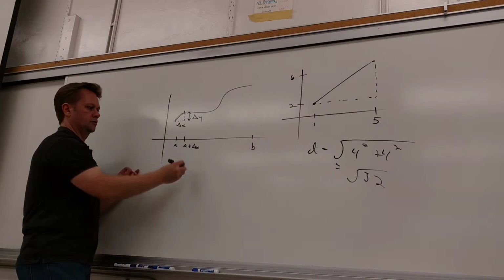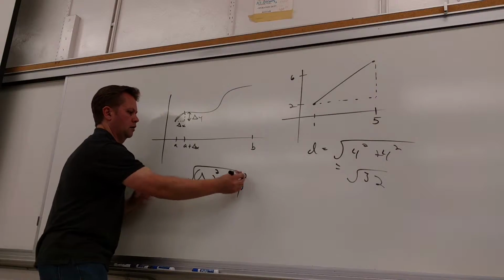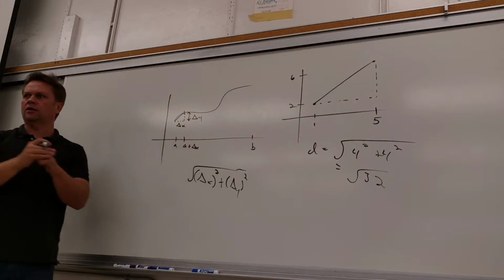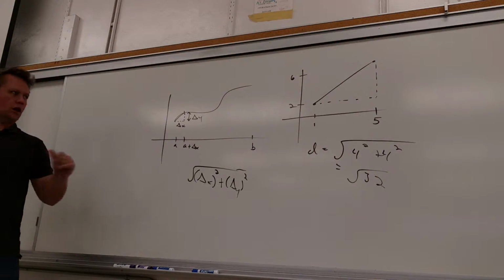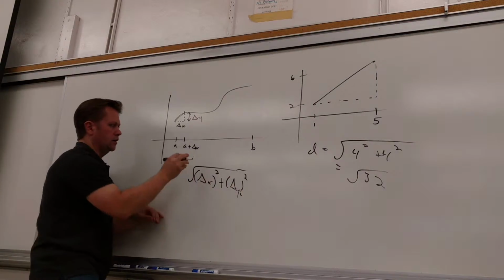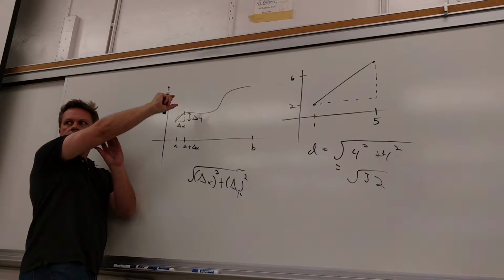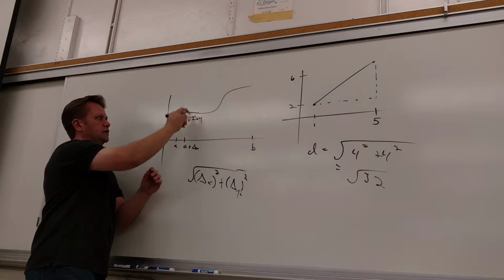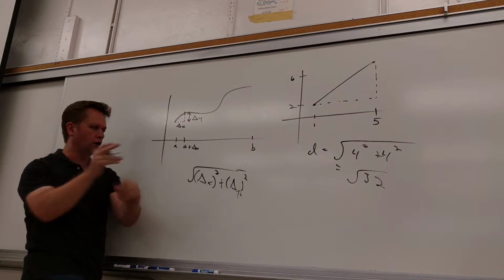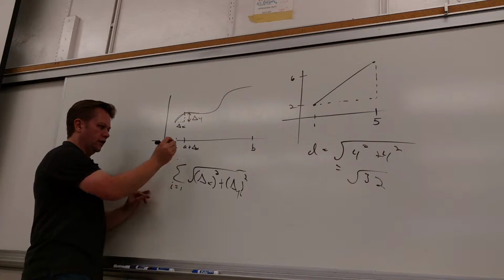The square root of delta x squared plus delta y squared. That's that one little segment, the ith segment. So I want to sum these up. For different segments, it's going to be a different delta y. From here to here, the y doesn't change as much as it did here. So that's why I put an i there somewhere. And I'm going to sum this up from i equals 1 to infinity, basically.